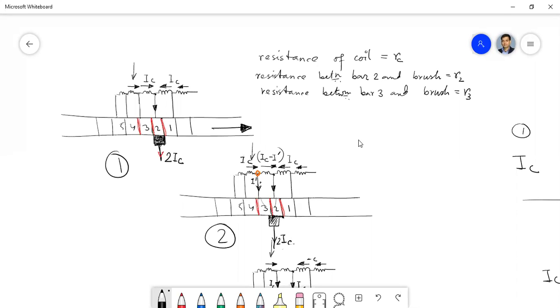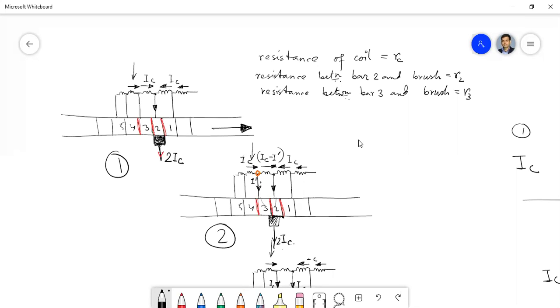Okay, so is it okay? Now I'll write some equation, the equation which we'll get from Kirchhoff's voltage law, KVL. Very easy. Can you write the Kirchhoff voltage law equation for this particular coil? For position one, because for position one, the other current you don't know.